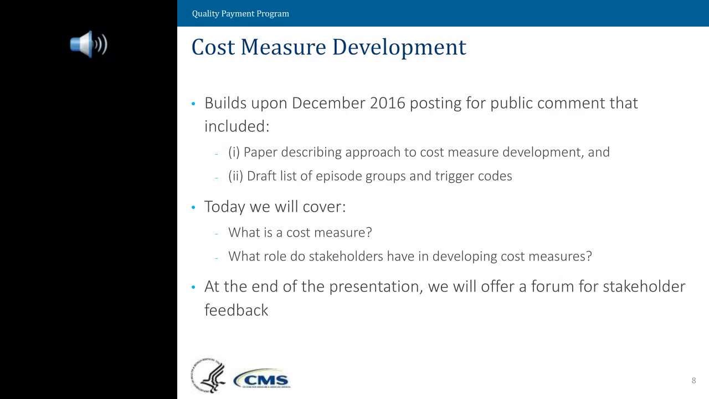In terms of cost measure development, the work that we're currently undertaking pertains to the cost category, which is one of the 4 MIPS categories. Cost measure development builds upon our December 2016 posting for public comment that included 2 key features. The first is a paper describing our approach to cost measure development, and the second was a draft list of episode groups and trigger codes. Today we will cover what is a cost measure and what role stakeholders have in developing cost measures. At the end of this presentation, we'll offer a forum for stakeholder feedback where we will feature several key questions, but also we welcome any verbal feedback now, as this is a listening session on feedback for the December 2016 posting, for which the public comment period is open through April 24th of this month. Next slide, please.